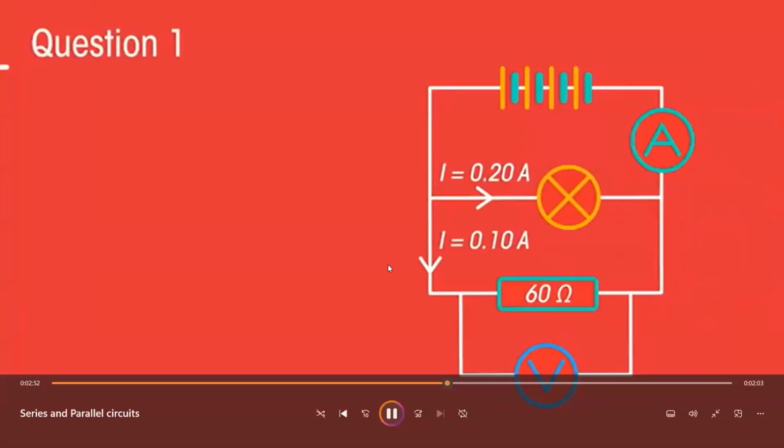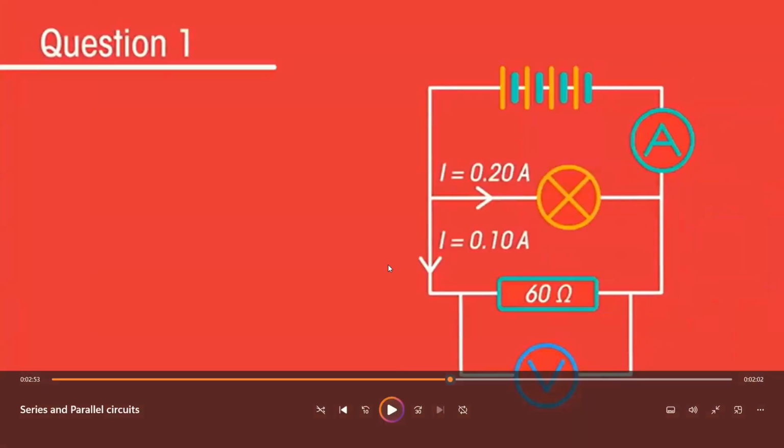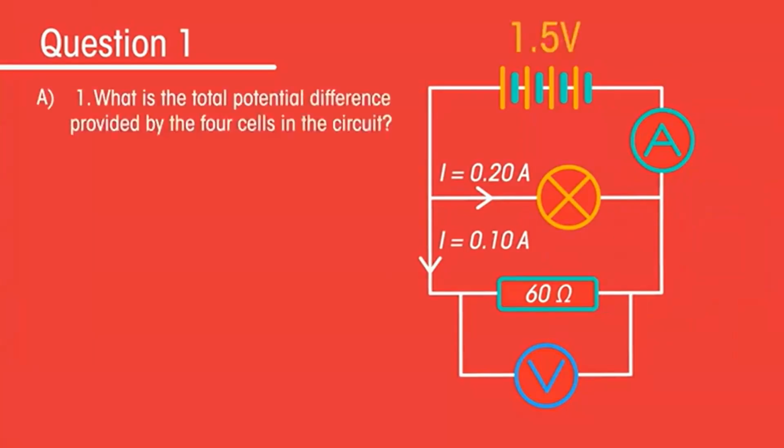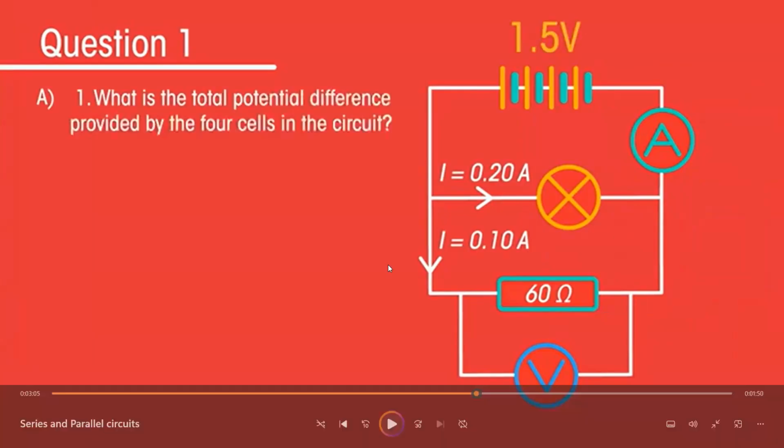Let's have a go at applying some of those rules. Let's give it a try in one of the questions to understand how things work. A little bit of a calculation. Each cell provides a potential difference of 1.5 volts. What's the potential difference provided by the 4 cells in the circuit?